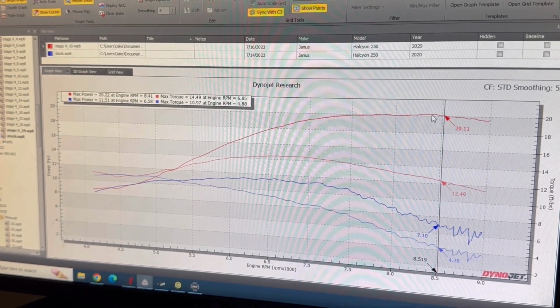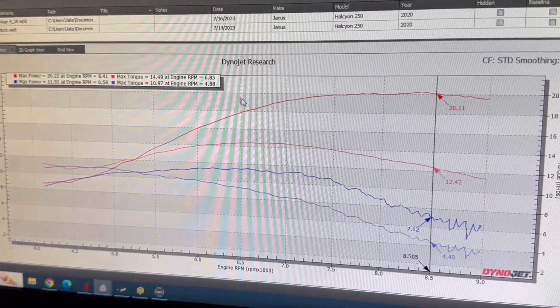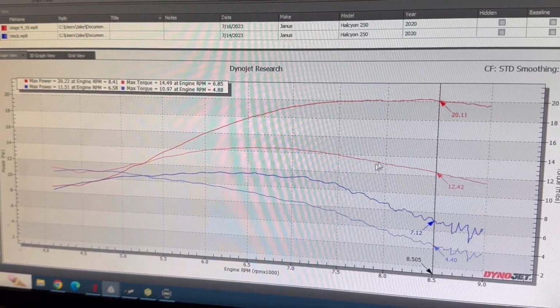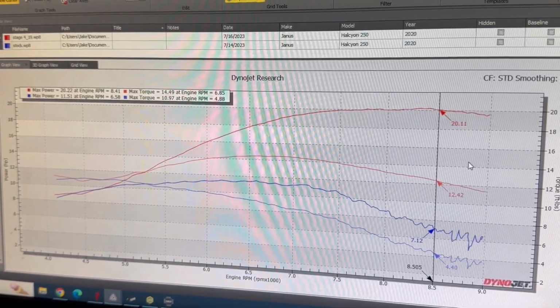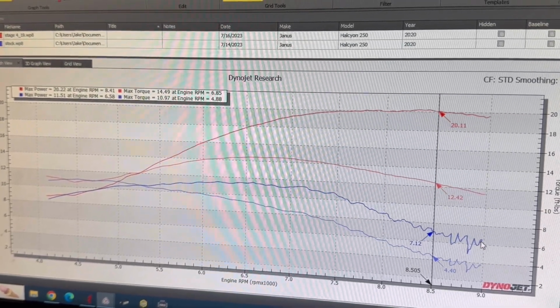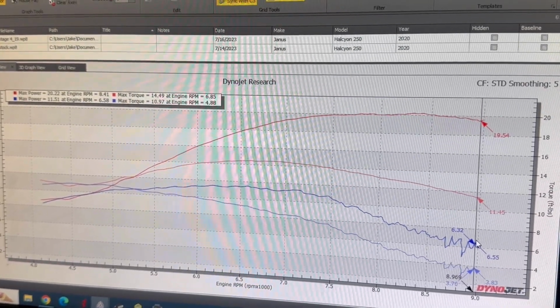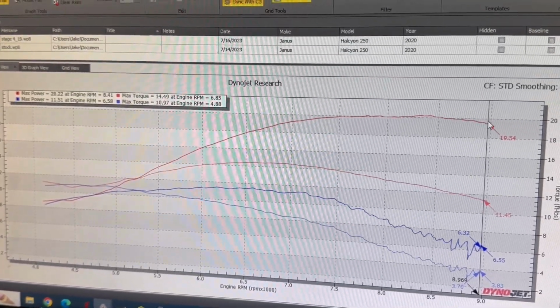So one big takeaway that a lot of people get confused about is that you're turning this into a race engine, and that's not the case at all. This engine really isn't pushed any further than the stock engine is. We're still at 9,000 RPMs here. We took the stock engine to 9,000 RPMs. We've taken the stage four to 9,000 RPMs.